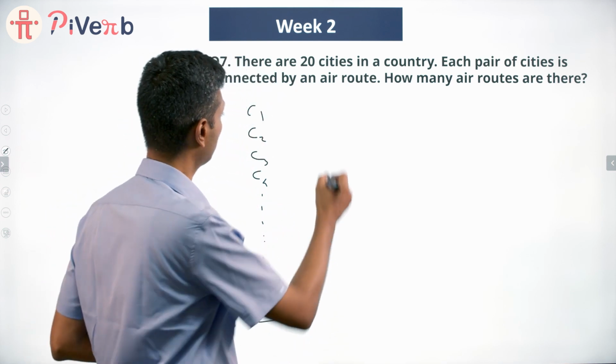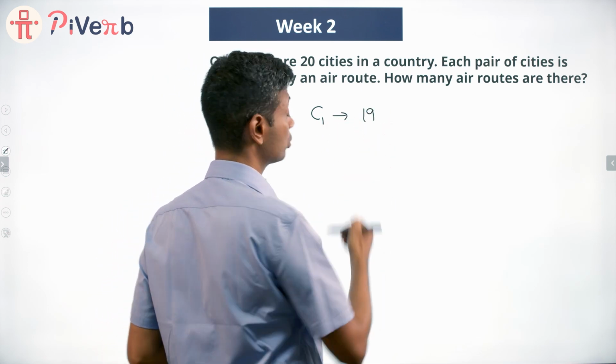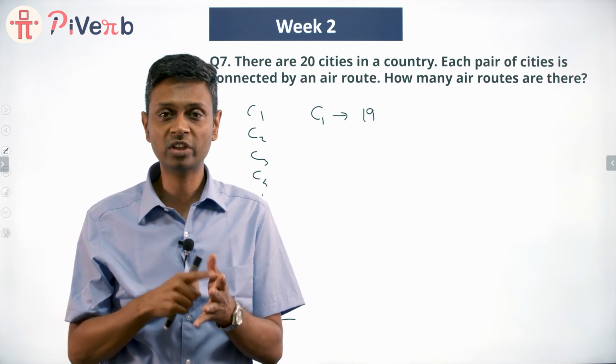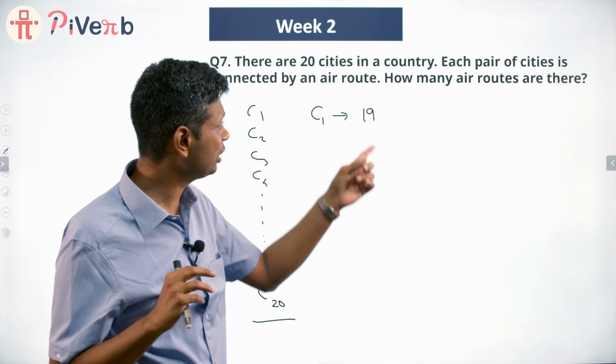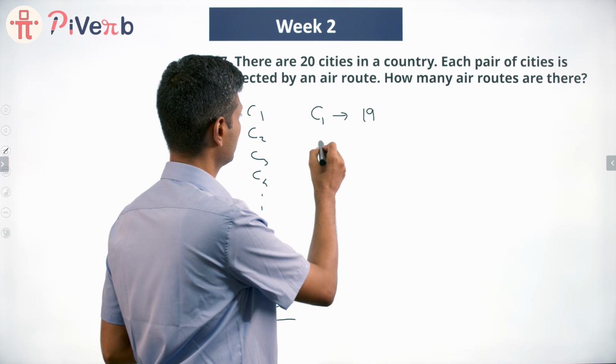So from C1, we have 19 routes. Why? C1, C2, C1, C3, 4, 5, 6, 7, 8, 9 till 20. Everything is connected from C1. 19 possible routes. From C2, what can we have? Think about it.